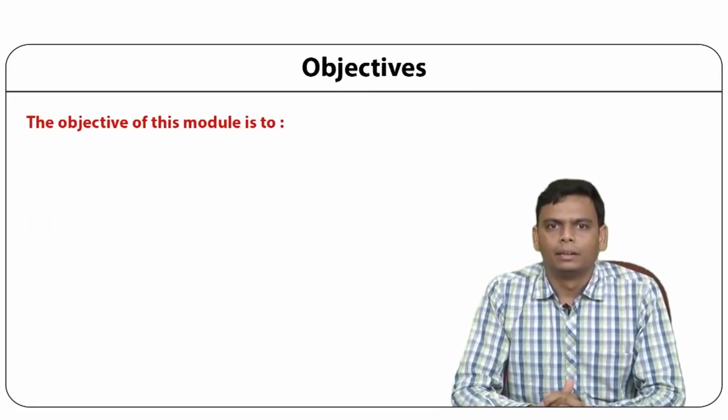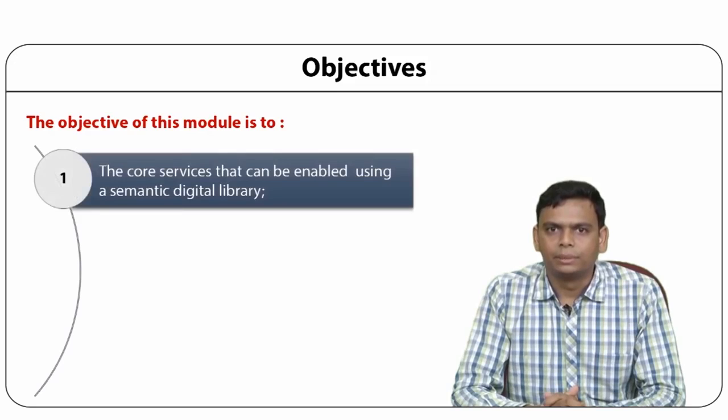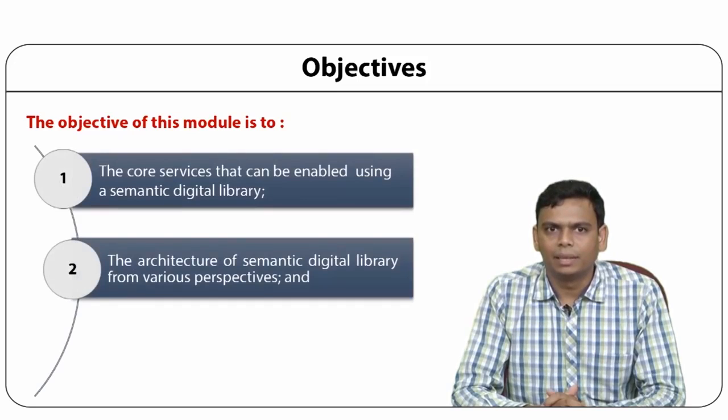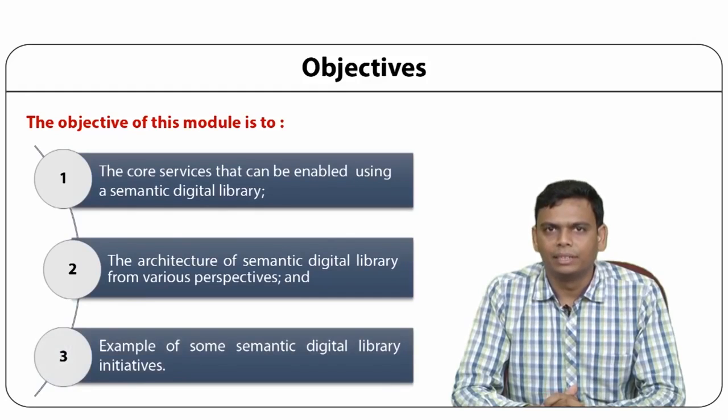Today we will discuss about semantic web and digital library in this module in the paper Digital Library Objectives. Semantic digital libraries facilitate the usefulness of traditional digital libraries by exposing the content of the digital library through a structured and interrelated web so that it can be easily used by both the machines and the users. So this module will discuss about the core services that can be enabled using a semantic digital library, the architecture of semantic digital library from various perspectives, and example of some semantic digital library initiatives.